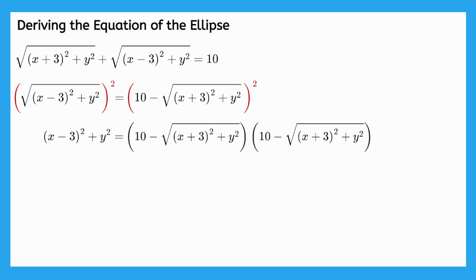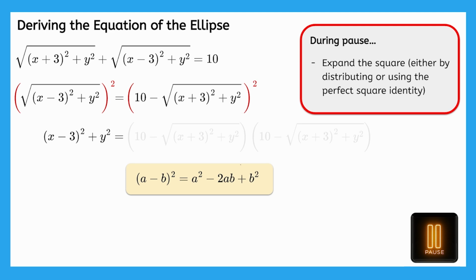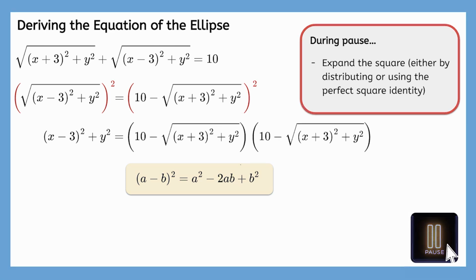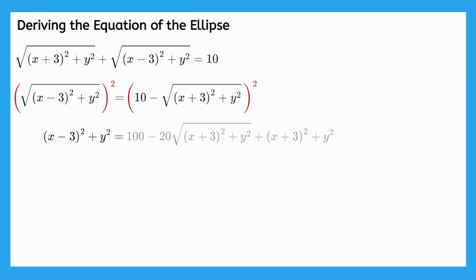However, a more efficient alternative could be using the perfect square identity: (a - b) squared equals a squared minus 2ab plus b squared. Try expanding the square on your own using whichever approach you prefer. Pause the video now. Expanding and then simplifying, we get 100 minus 20 square root of (x + 3) squared plus y squared, plus (x + 3) squared plus y squared.